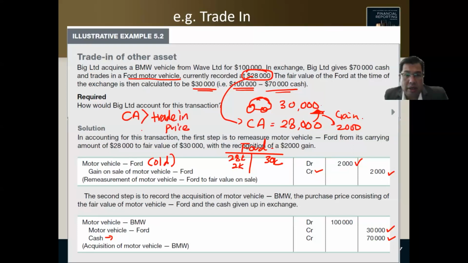So in that case, you will get a loss on sale of assets, a loss on disposal. In this example, our carrying amount is lower than the trade-in price, so that's why we record it as a gain on sales.